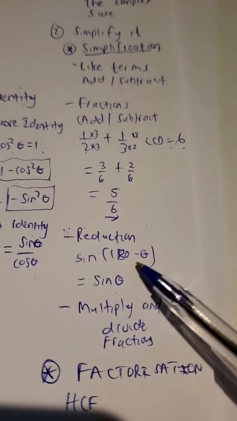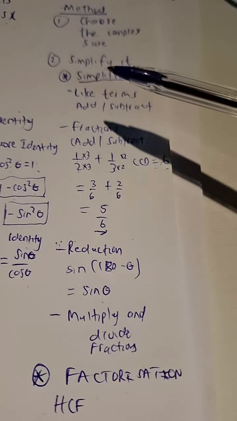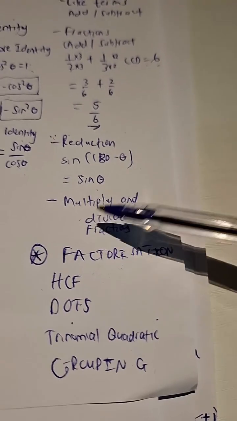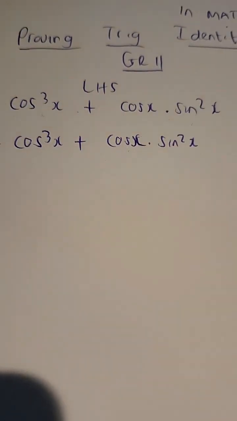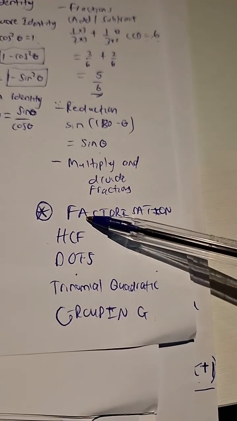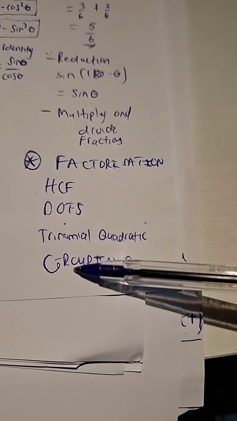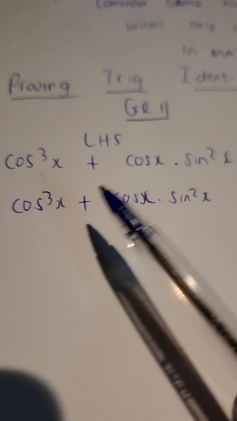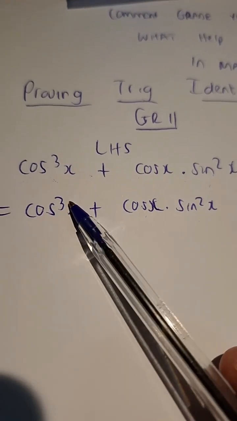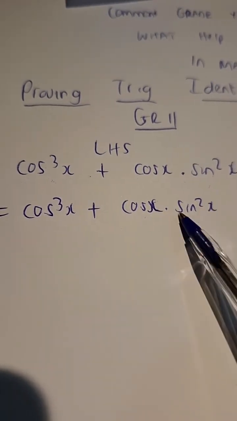Do I have any reduction that I can apply in this expression? There is none. So that means for my simplification strategy, I cannot apply anything when it comes to simplification. Step 2, look at my factorization strategy. In that expression, can I apply any type of factorization? So let's go back here. Cos to the power 3x plus cos x times sine squared x.